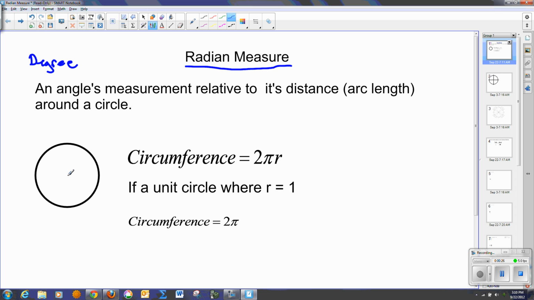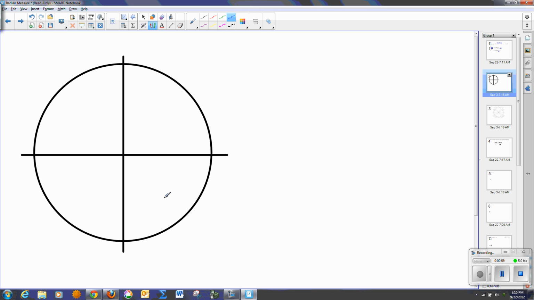So if I had an angle that looks like this, rather than using a protractor to say that that's 30 degrees, we talk about how far we've traveled around the circle to describe that angle's measurement rather than that degree measurement of the opening. So we're going to need to talk about circumference, which is 2 pi r. And if it's a unit circle or a circle of radius 1, then we know our circumference is 2 pi. So we're going to develop some radian measures for a unit circle in an intuitive way.